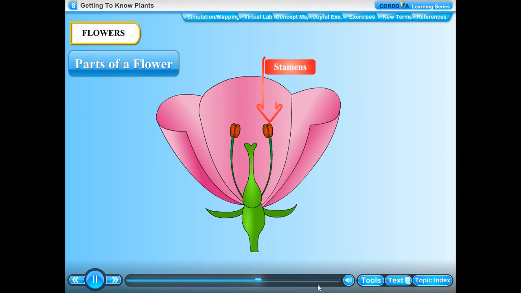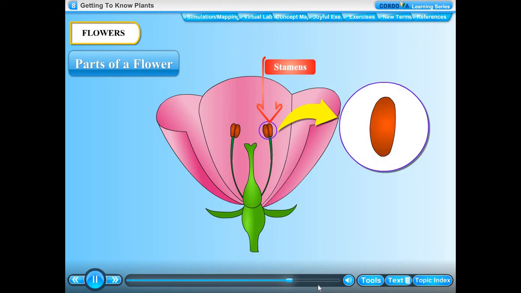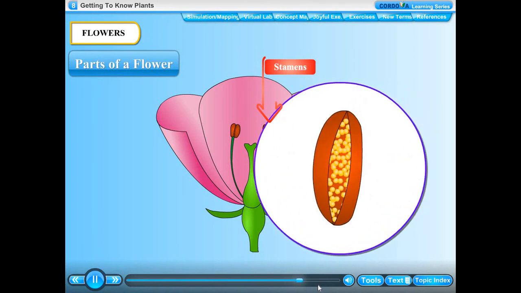Stamens. They are found just inside the petals of the flower. They are usually 4 to 6 in numbers. The stamen is the male reproductive part of a flower. Each stamen consists of a thin stalk called filament and a two-lobed head called the anther. Each anther tube has 2 pollen sacs that are filled with pollen grains. Pollen grains are a yellow powdery substance. They contain the male sex cells of the flowering plant.